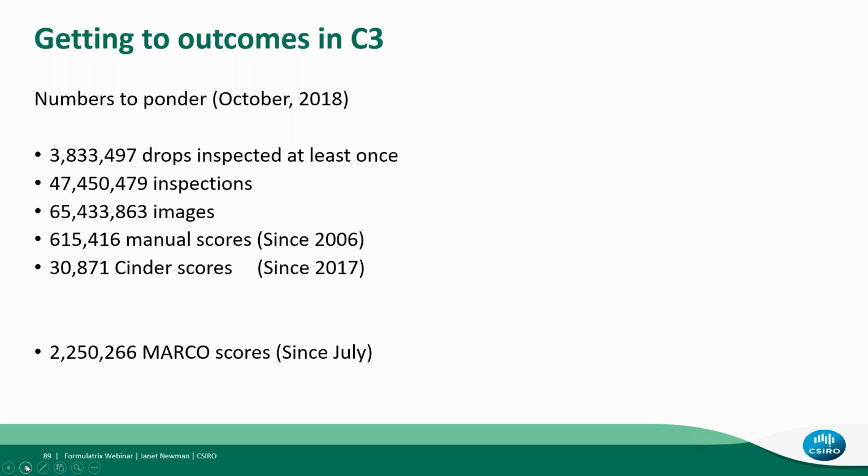We've had just over 500,000 manual scores, and that number of scores has been collected for the last 12 years. We've had 30,000 Cinder scores, and we've had well over 2 million Marco scores. So we're making a huge difference by having this machine scoring in our lab.